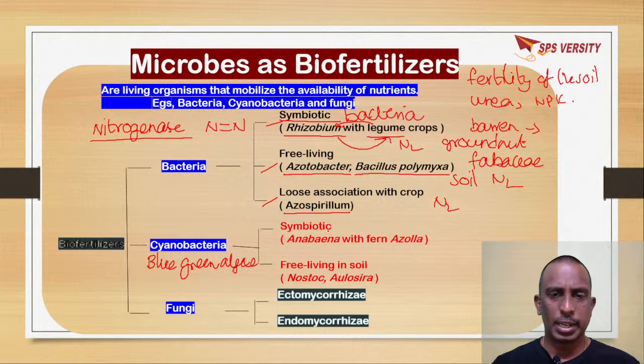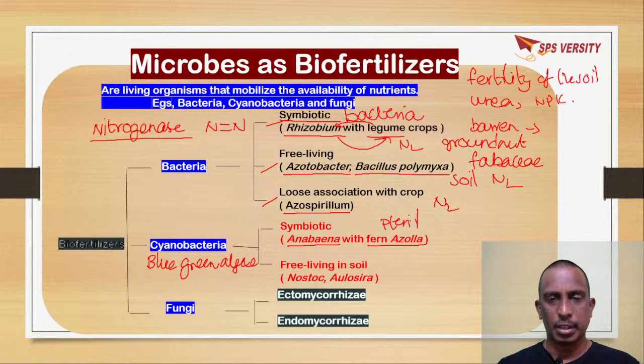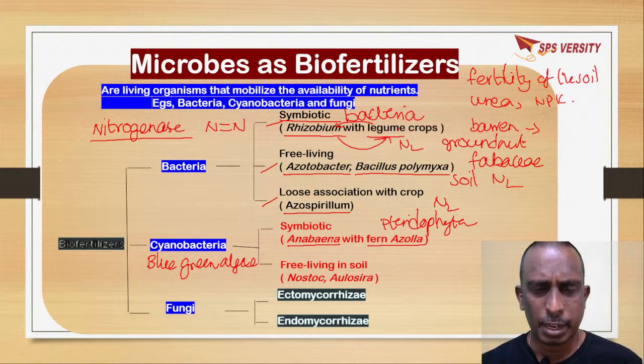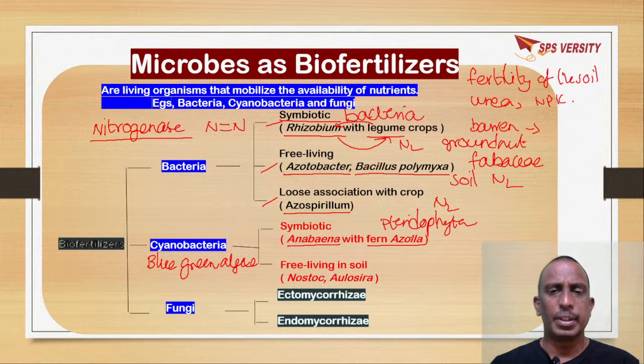In this also there are symbiotic and free living types. For symbiotic, an example is Anabaena. It is seen in a fern called Azolla. So that means it is seen in a pteridophyte. Azolla belongs to the plant kingdom Pteridophyta, where Anabaena will help in nitrogen fixation.